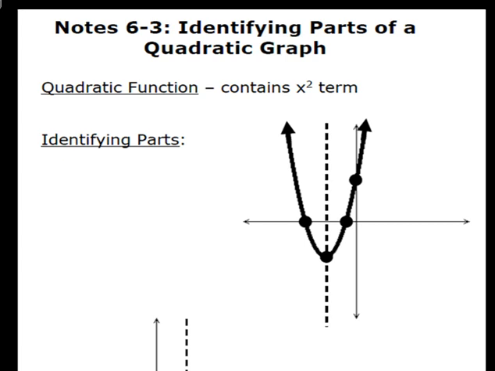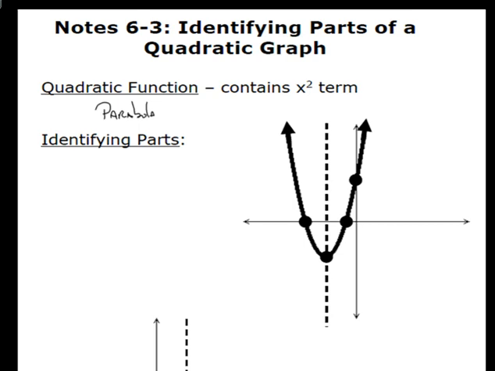Here we're going to be looking at identifying the parts of a quadratic graph. A quadratic function contains an x squared term. All of our x squared terms are going to then create what we call a parabola. Parabolas are just basically a U shape, and they either point up or point down as there are functions.